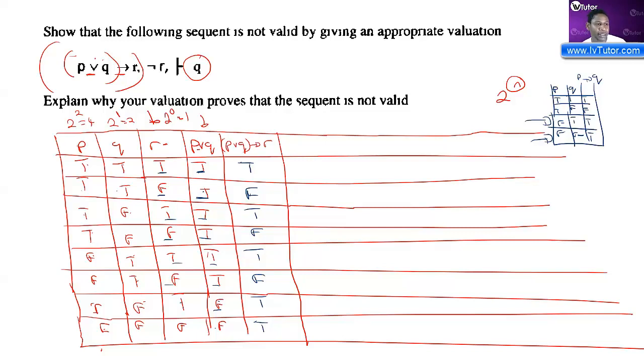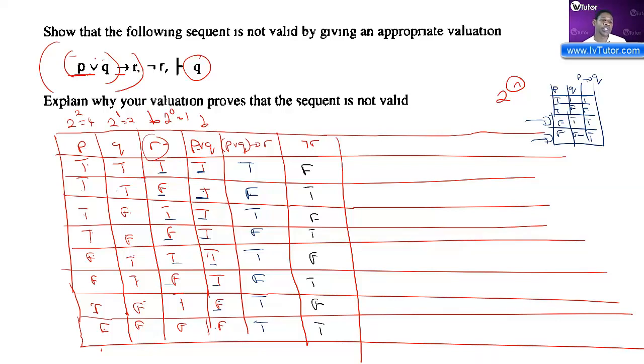This premise is done. So let's move on to the next premise. So we're going to have not R. So we're simply negating the truth value that we have here. And to do that, true is going to be false. False is going to give us true. True is going to give us false. Apologies. False, true, false, true, false, true.